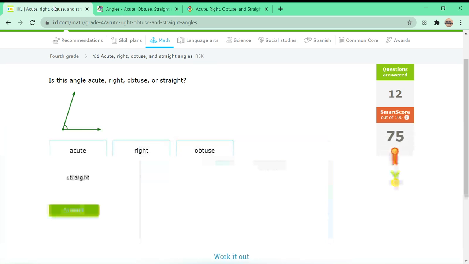So it says, is this angle acute, right, obtuse, or straight? We know that this is acute because it's less than 90 degrees, and a right angle would be a straight line with a little box on it. So it's smaller than that, so it's definitely acute.